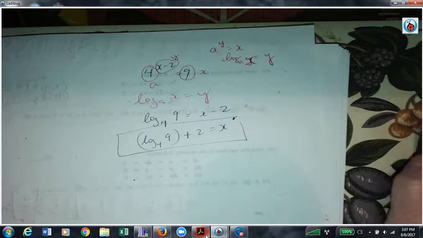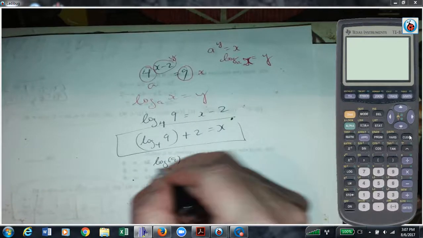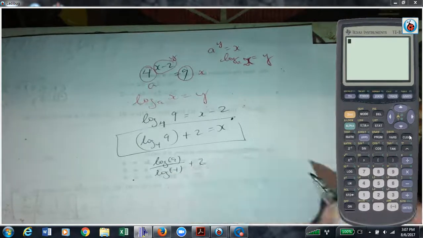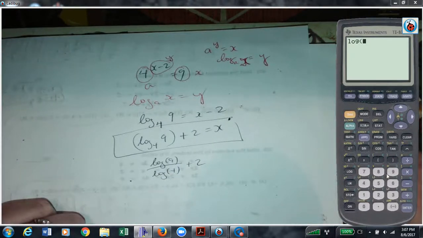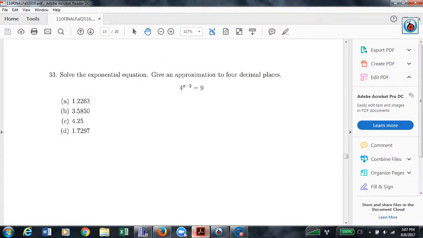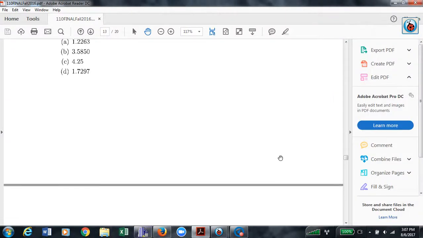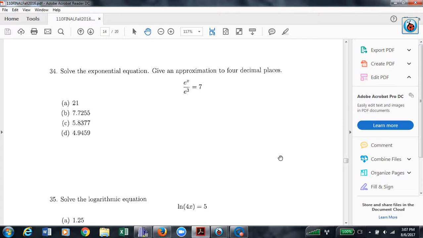Now, if I want to get that on a calculator, I can't take calculations in base 4, so I'll have to use the change of base formula. But that'll be my x. So log of 9 divided by common logarithm of 4. You cannot do log of 9/4. You get the wrong answer. They're not the same thing. Press enter. So that's the answer I get for that. And that's matching up with B. Okay. So I think we're pretty right.